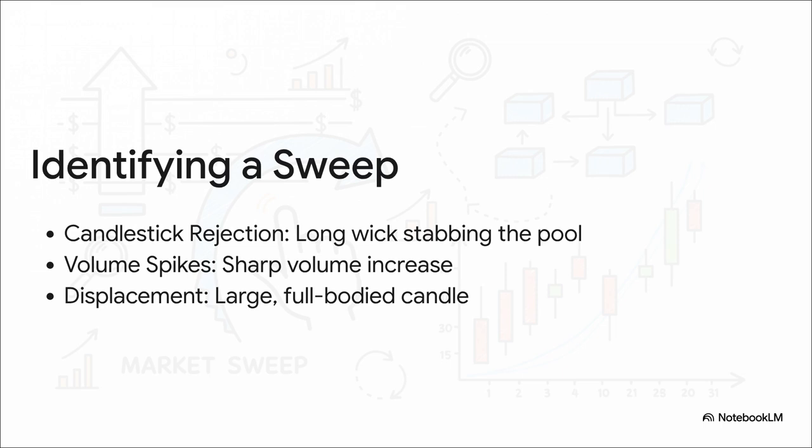Second, keep an eye out for volume spikes. You want to see a sharp volume increase confirming a massive cluster of retail stop orders just got absorbed. And third is displacement. That's a large, full-bodied candle moving aggressively away from the sweep. When you see that, that is institutional intent showing its hand clear as day.